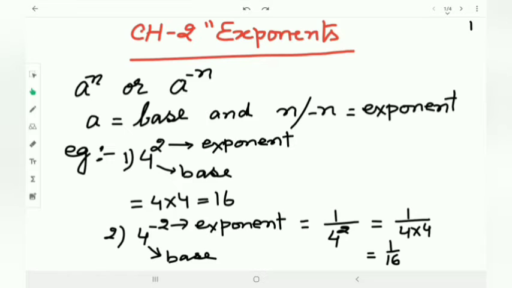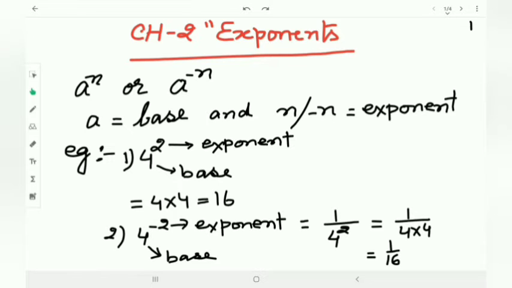As for example, 4 square. Here 2 is called the exponent and 4 is called its base. And we have to write 4 two times and multiply, then we will get 16. It means the exponent tells us that according to the value of the exponent, you have to multiply its base that many times, and then you will get the result.